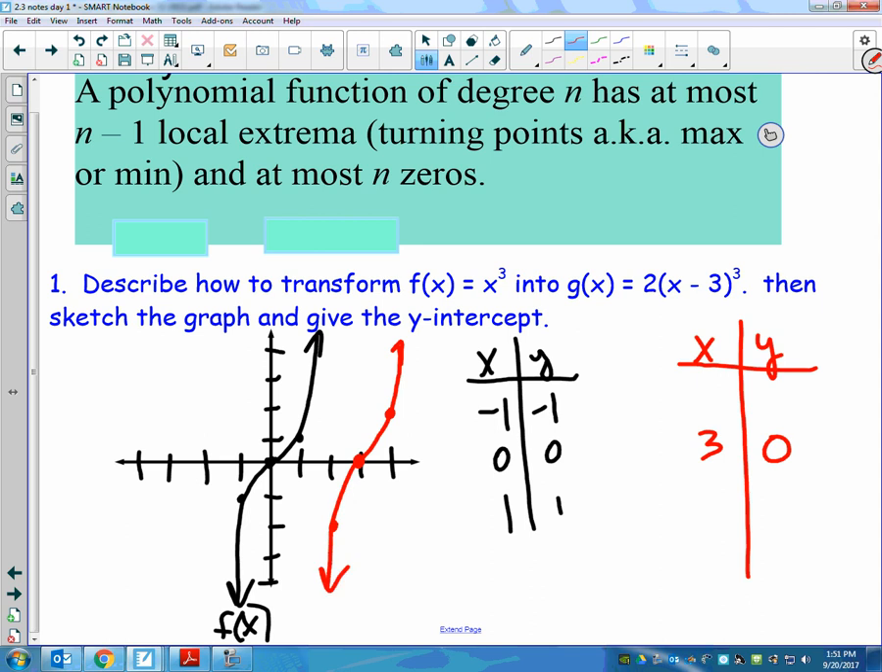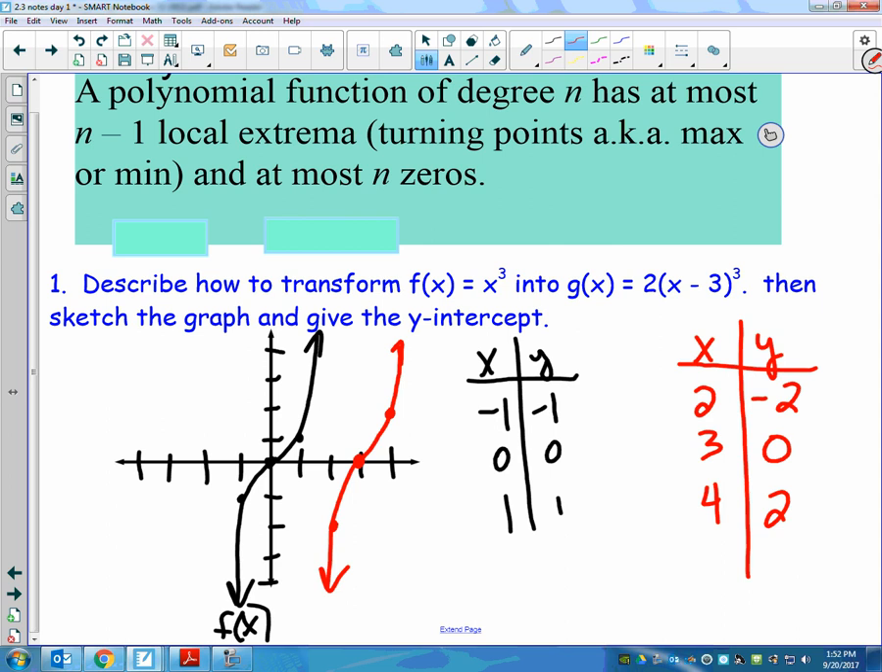And again, you can make an XY chart. You could pick 2 here, and you should get negative 2. And if you pick 4 here, you should get positive 2. And you'd get the same graph, but I just wanted to kind of remind you about the transformations.